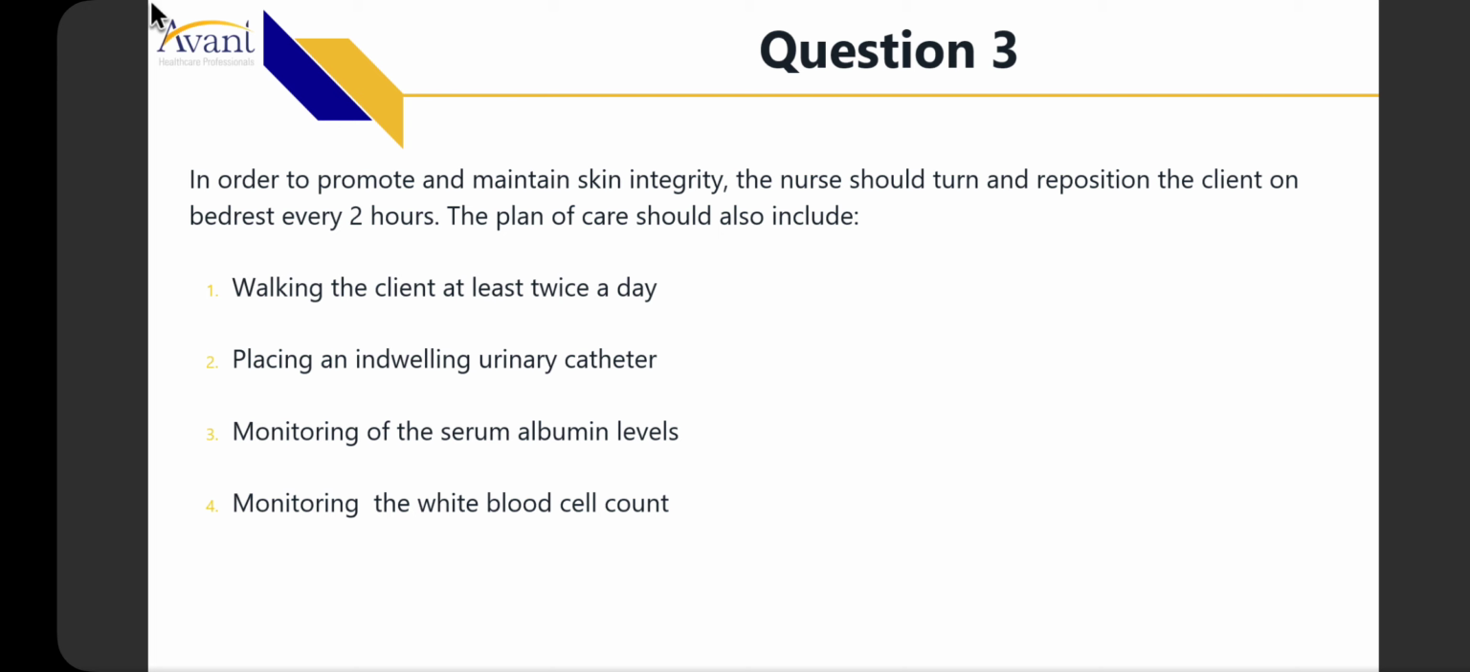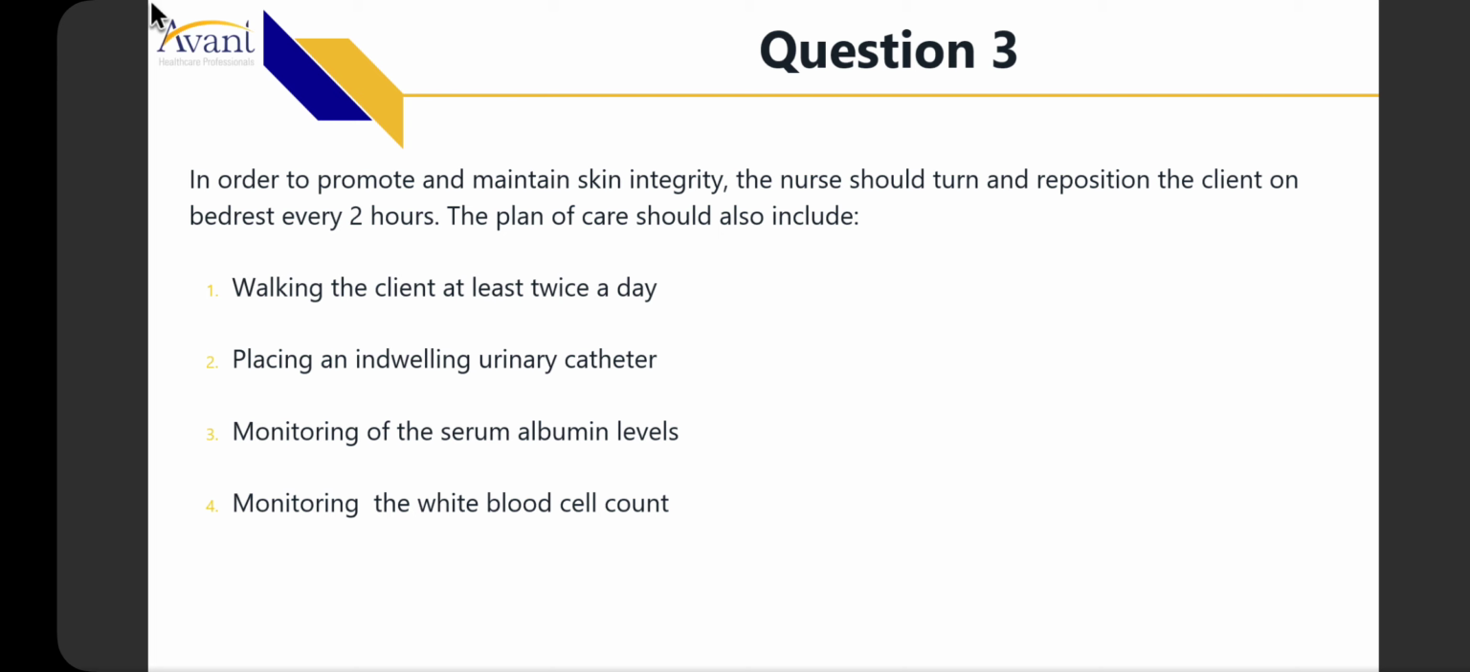Number three, monitoring of the serum albumin levels. For some of you who said malnutrition and circulation, albumin is a source of protein that helps promote molecules to develop and protect the skin. If you have a poor albumin level, it could be a sign of malnutrition, right? Malnutrition is a high risk for developing poor skin integrity. I would say monitoring serum albumin seems like a really good thing to do. So I'm going to say yes to number three.